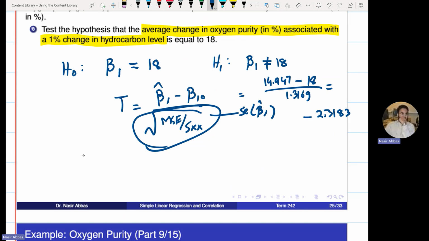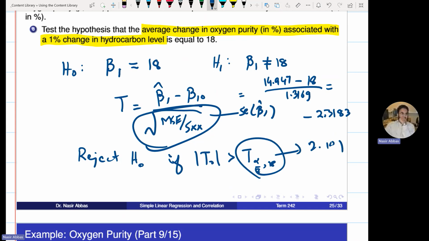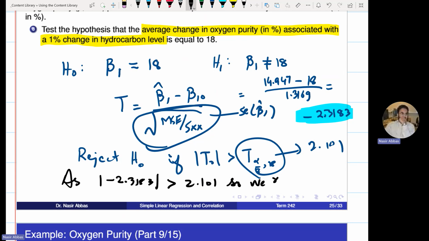So according to the critical value approach, you reject H naught. It's a two-sided hypothesis, right? If the absolute value of T naught is more than T alpha by 2 with 18 degrees of freedom. And this is again 2.101. Is the absolute value of 2.3183 more than 2.101? Yes. So you will say the absolute value of minus 2.3183 is more than 2.101, so we reject H naught.